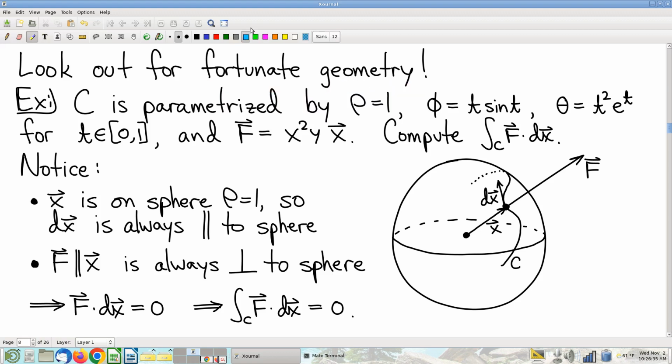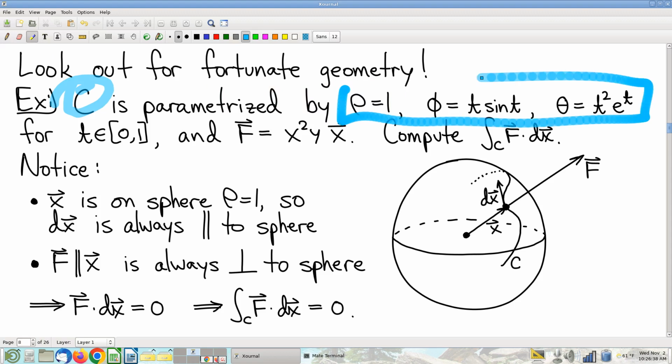I have a curve here, parameterized like so. Now this is a weird parameterization, I suppose. This is a spherical parameterization, but I'm giving you rho, phi, and theta as functions of time, and that tells you location as a function of time, just in spherical coordinates, and you'd have to compute x, y, and z from that. If you think about that, those would be weird, nasty formulas for x, y, and z. This would be a horrific parameterization.